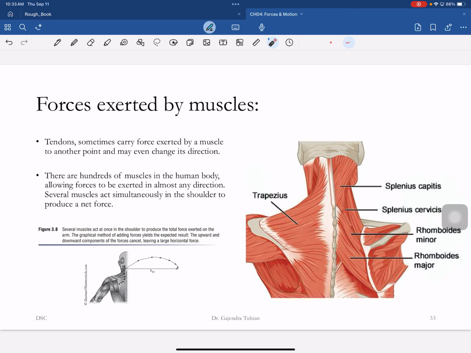Okay, what can a muscle do? It can only contract. And when it contracts, think of it as a spring. When it contracts, what is it doing? It's pulling whatever it's attached to. So it's applying a force on whatever it's attached to.